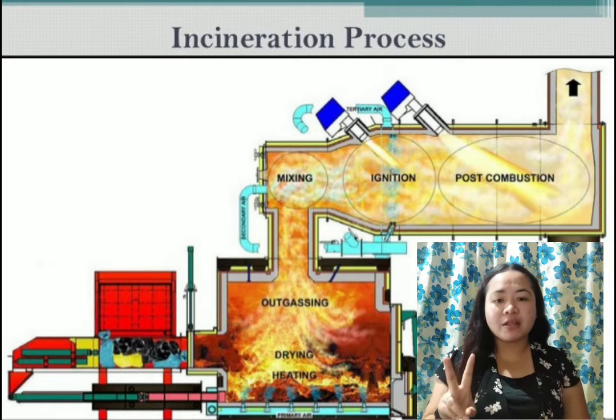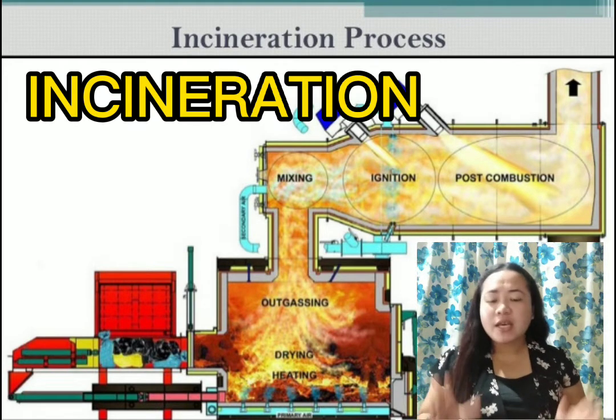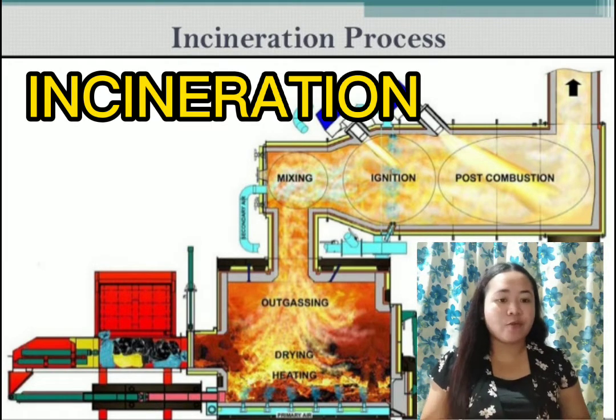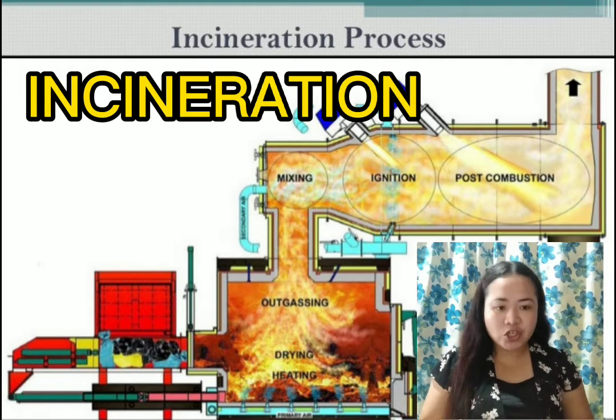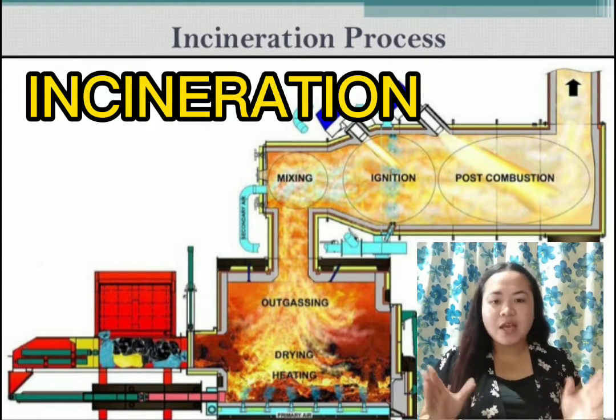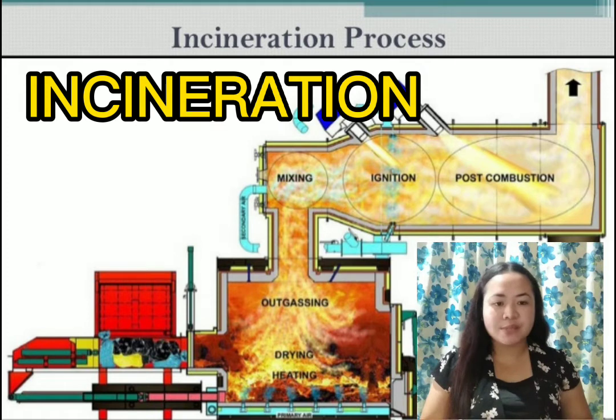The second method is incineration. Incineration is the process of controlled combustion of garbage to reduce it to incombustible matter such as ash and waste gas. The exhaust gases from this process may be toxic, hence, it is treated before being released into the environment.